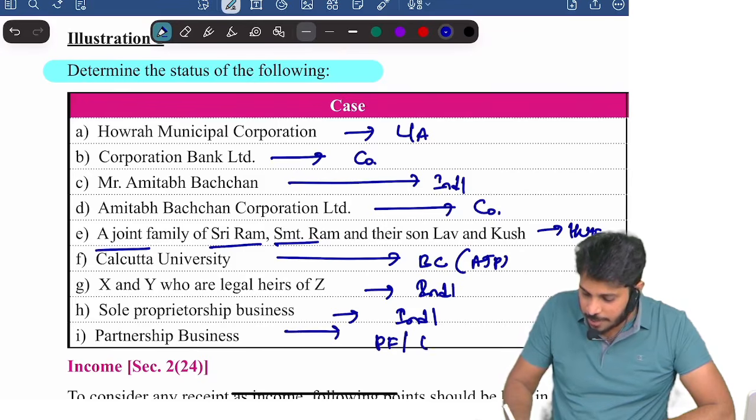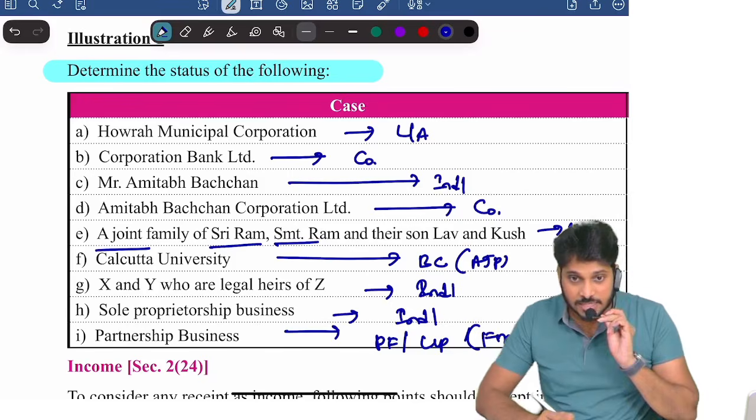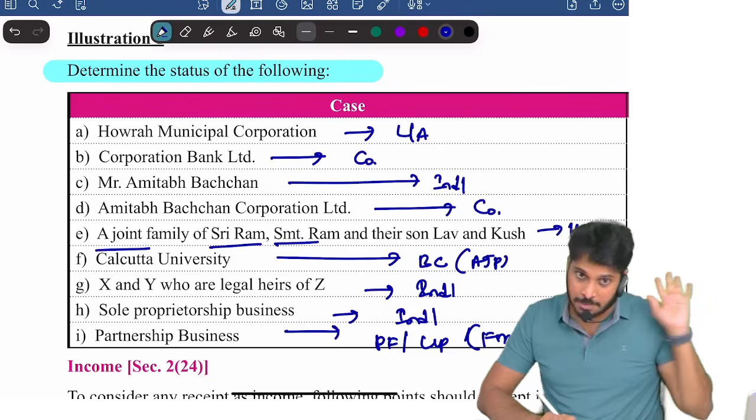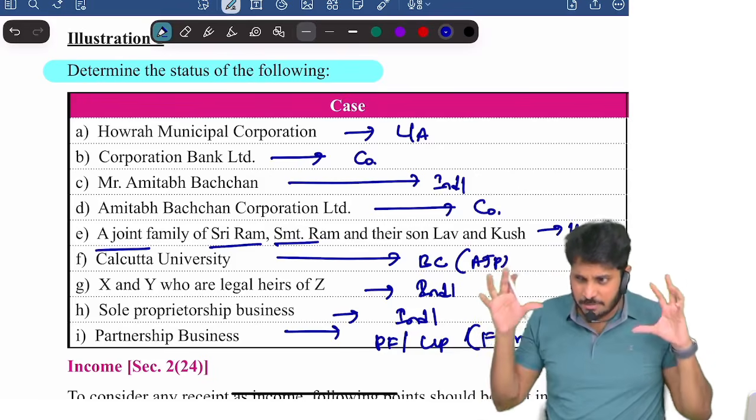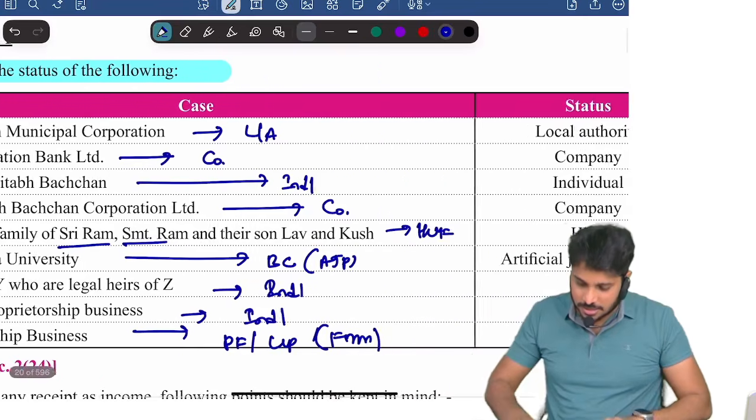Partnership form, either partnership form or LLP, which is simply called a firm. Under income tax, firm means only partnership form, LLP, remember. Whereas generally firm means what? Organization. That's it. See the answers?